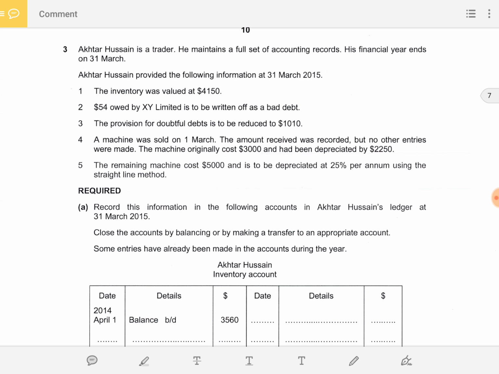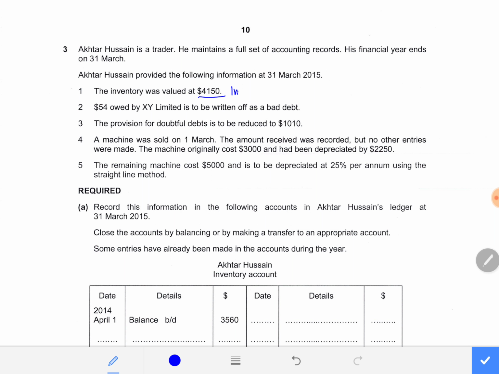Akhtar Hussain is a trader. He maintains a full set of accounting records. His financial year ends on 31st of March. Akhtar Hussain provided the following information at 31st of March 2015. The inventory was valued at 4,150. This will represent your inventory at the end, because it's dated 31st of March 2015.